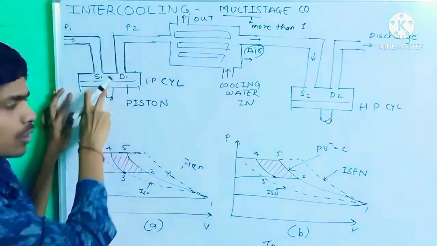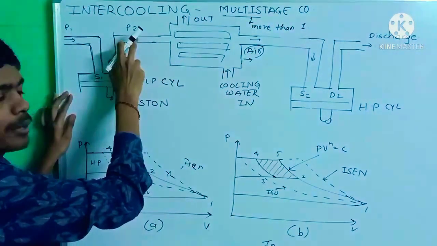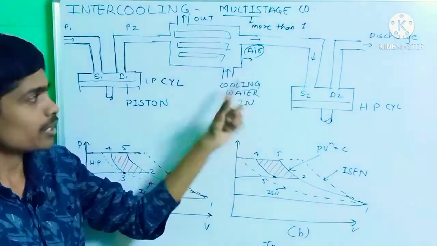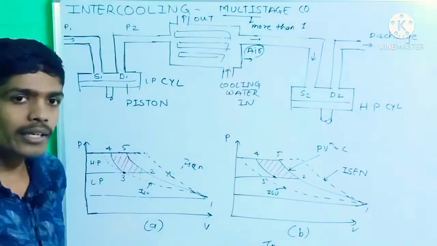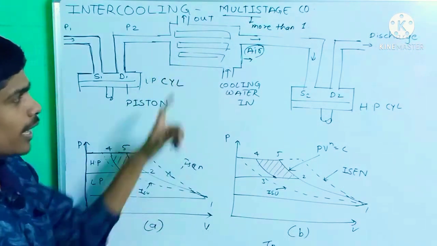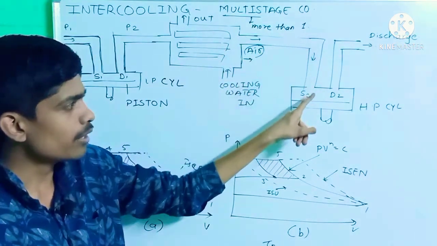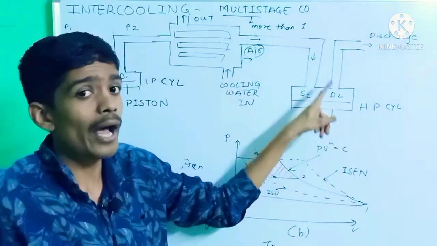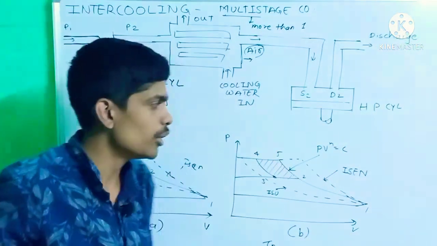Here the compression process occurs, temperature and pressure slightly increase, and with that pressure P2 it will enter the intercooler. Now in the intercooler cooling water is present. Through these fins cooling water is provided, so the air rejects its heat to the cooling water and gets cooled. That air is further supplied to the HP cylinder, high pressure cylinder, where it is compressed to higher pressure and higher temperature and then discharged through the discharge pipe D2.